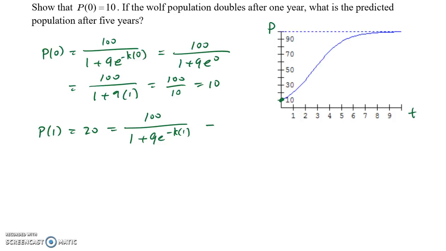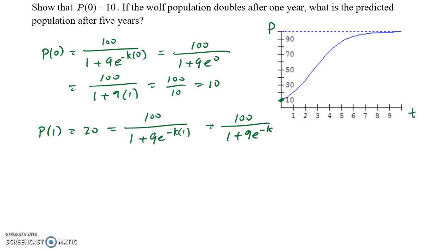That is 100 over 1 plus 9 e to the minus k. So notice what this gives us is an exponential equation, because the unknown k is in the exponent, with k as the only unknown. Because the left-hand side is 20, the right-hand side is what I've just written there at the end, 100 over 1 plus 9 e to the minus k.